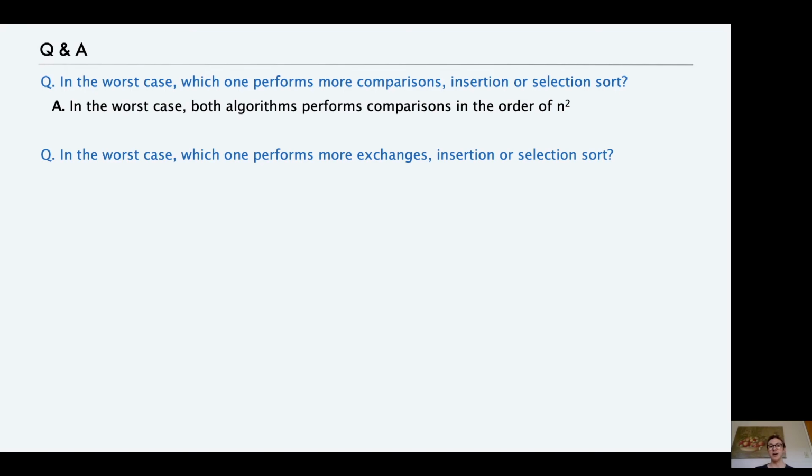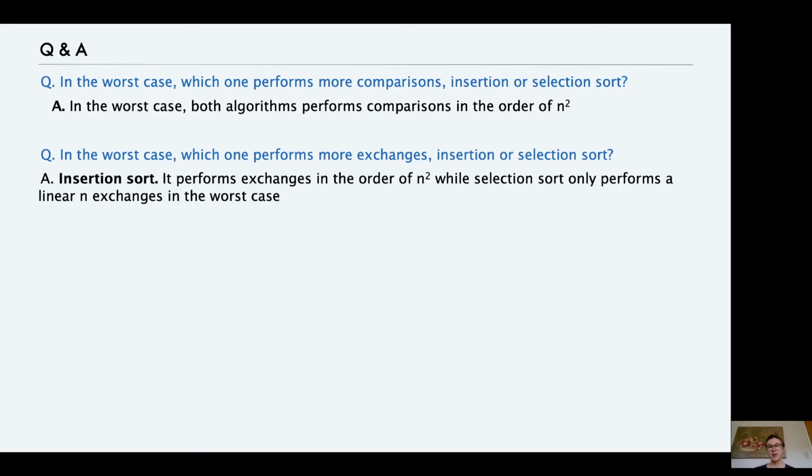Now what about exchanges? Which one performs more exchanges, insertion or selection sort? Well, the answer is insertion sort. Insertion sort has to perform roughly n squared exchanges in the worst case, because every time you make a comparison, you're also making an exchange. However, selection sort only performs a linear number of exchanges, because it first compares through the entire array to find the minimum, and then it makes a single exchange for that minimum element. So every element only gets exchanged once, in the worst case.